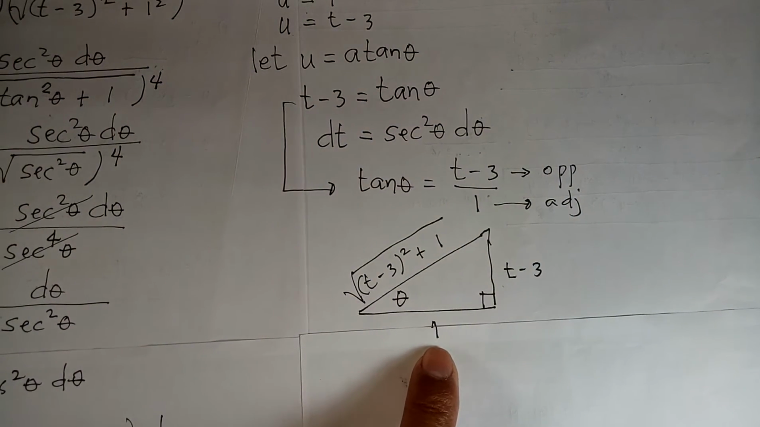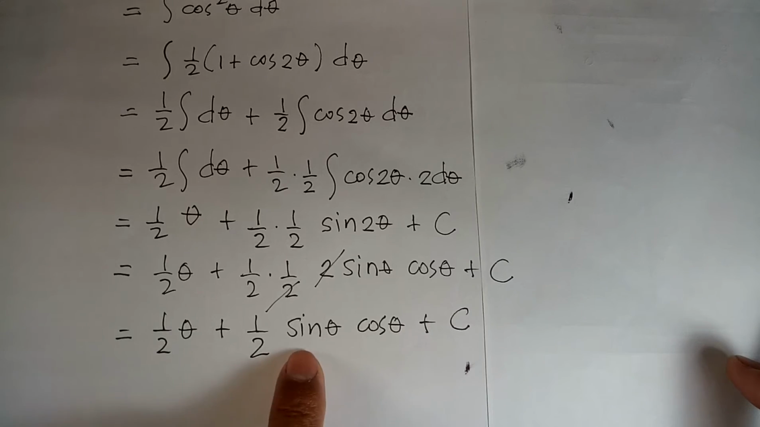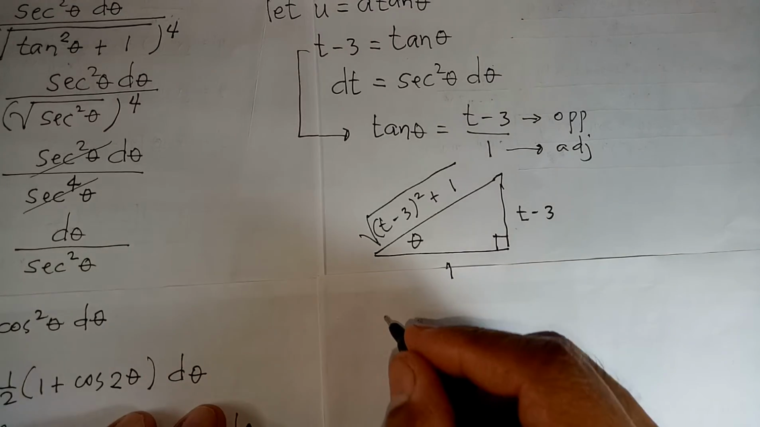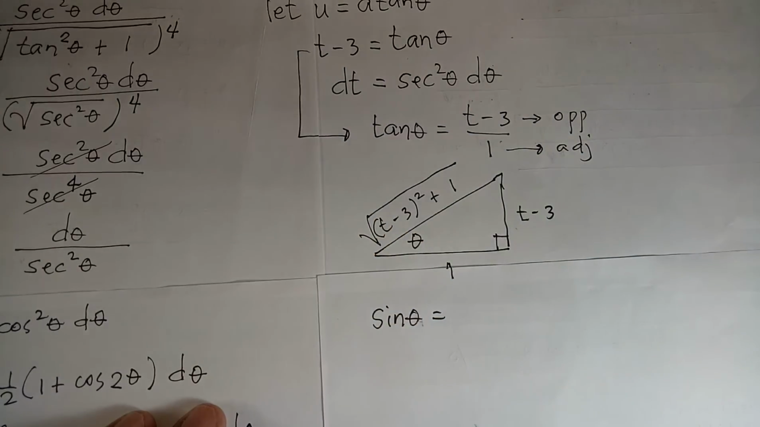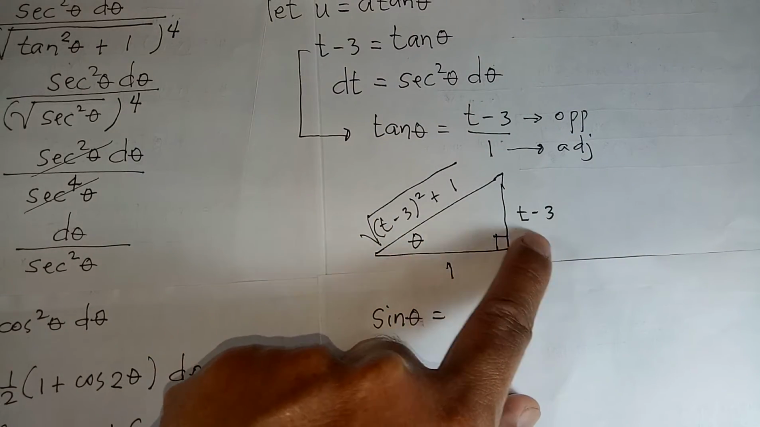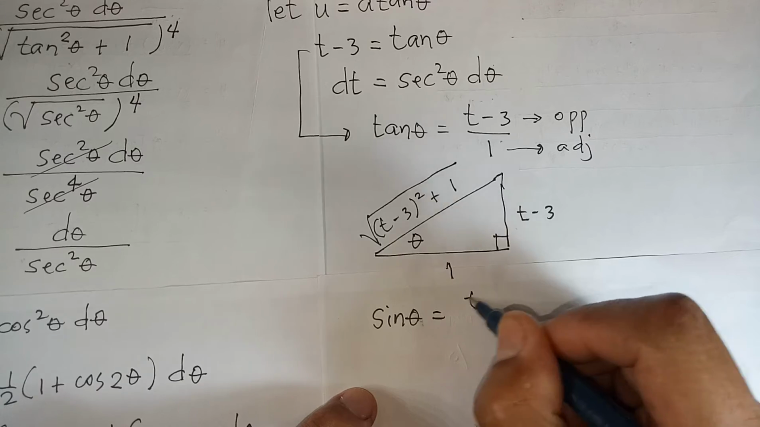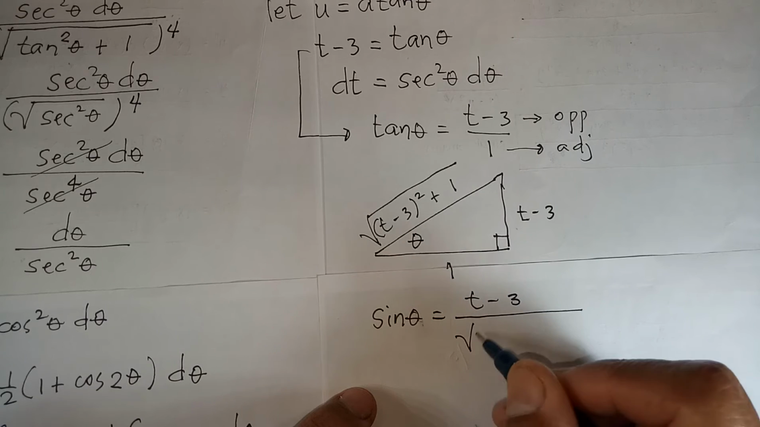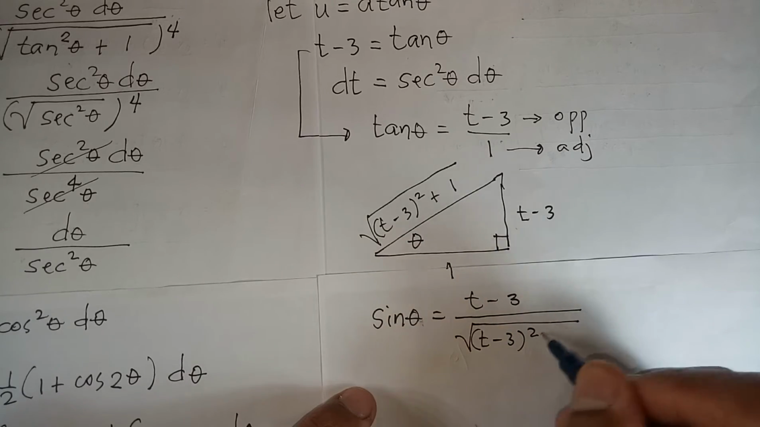Okay. So, from here, dyan natin kukunin yung value ng sin theta at saka cosine theta. Now, what is sine of theta? So, hanapin natin ngayon ang sine of theta. Sine theta is opposite side divided by the hypotenuse. So, sine theta equals t minus 3 divided by the hypotenuse, square root of t minus 3 squared plus 1.